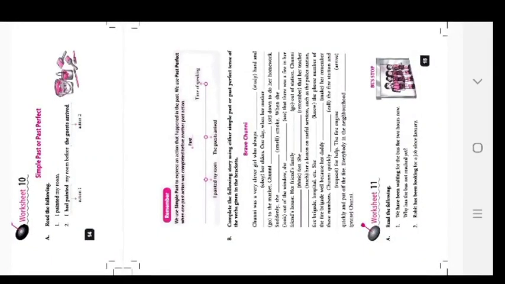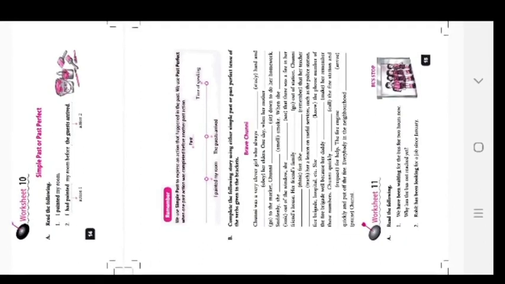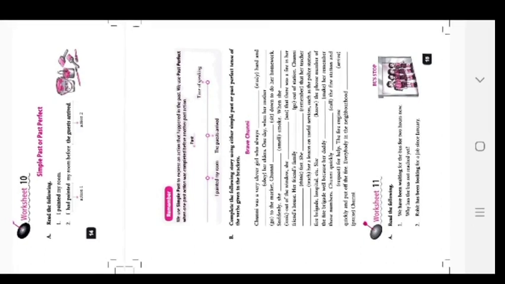Today we'll continue the chapter tenses from your practice book and we will do worksheet 10. Before worksheet 10 we studied the different tenses. How many tenses are there? Three: present, past and future. And there are 4 verb forms.